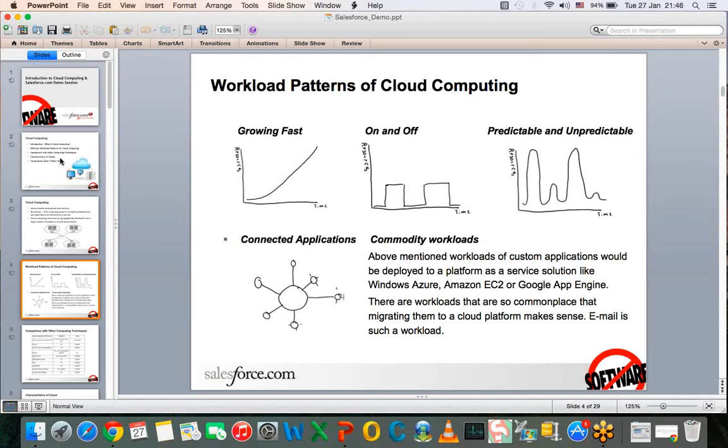So basically, when you say predictable, you would know at what point of time a particular resource is required and at what point of time it isn't required. That is called predictable. If you take an example like e-commerce sites, whenever there is a year-end sale, it is almost predictable, right?